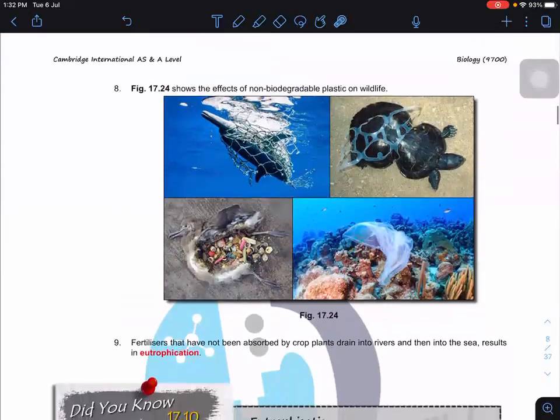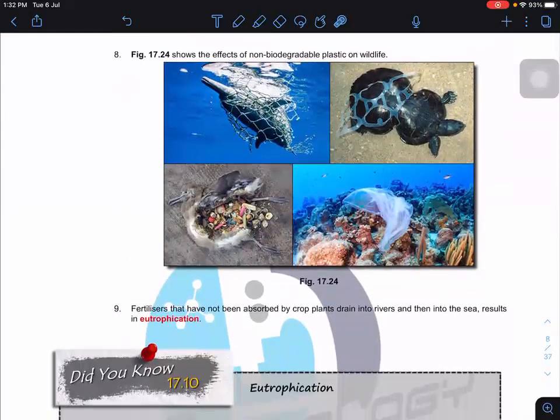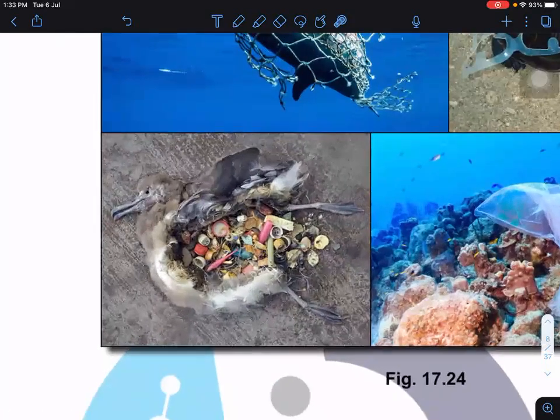So also some non-biodegradable plastics on the wildlife. You can see that's the net, the plastic bag. Can you see that? So those are the impacts. This autopsy was done on these seabirds, and you can see so much plastic.